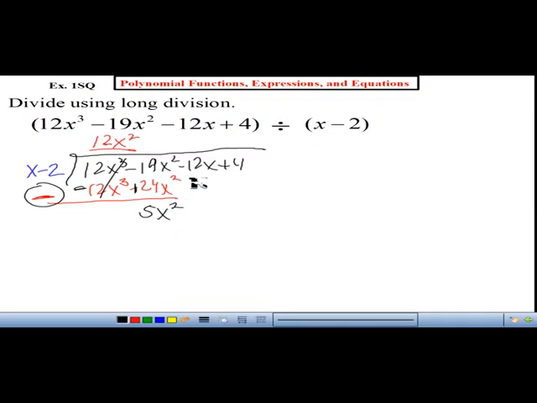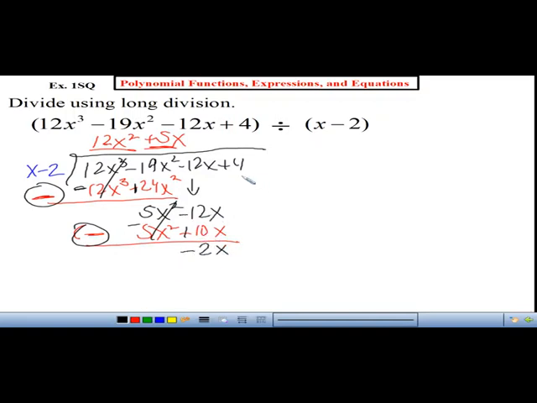We bring down the next term, which is negative 12x. Next, what number times x gives us 5x squared? Positive 5x. 5x times x, 5x squared. 5x times 2, that's negative 10x. We're going to subtract. So this changes this to their opposite. This cancels. We're left with negative 12x plus 10. That's negative 2x. Bring down the last term, which is plus 4.